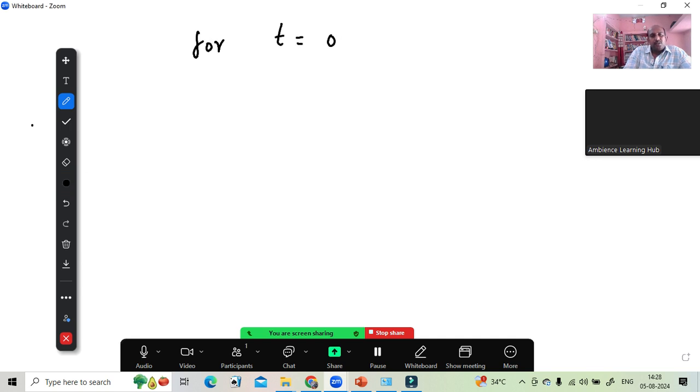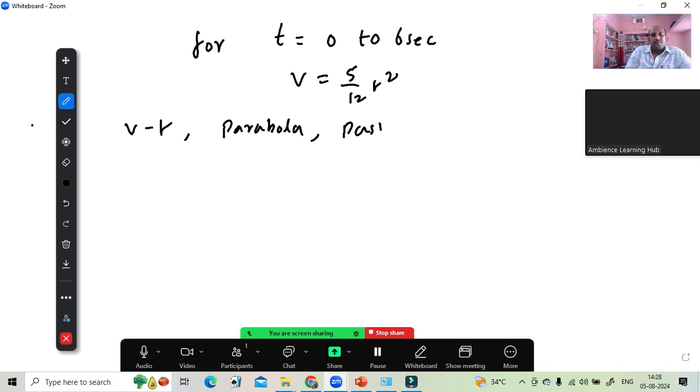For t is equal to 0 to 6 seconds, we have v is equal to 5 by 12 into t square. This is the velocity time graph. This is a vt graph, which will be a parabola passing through origin.